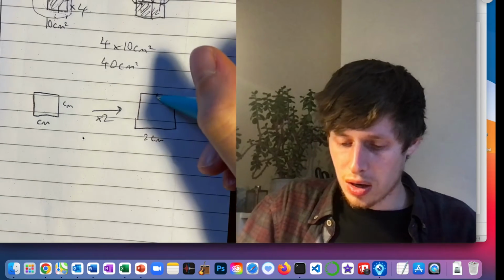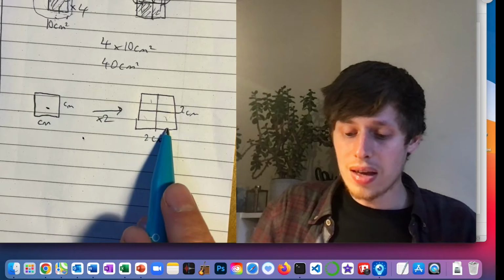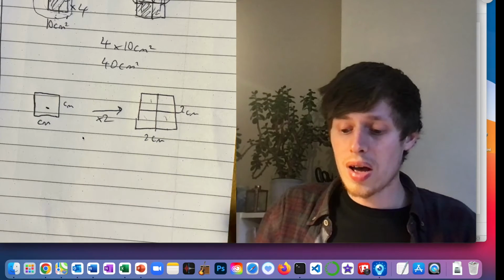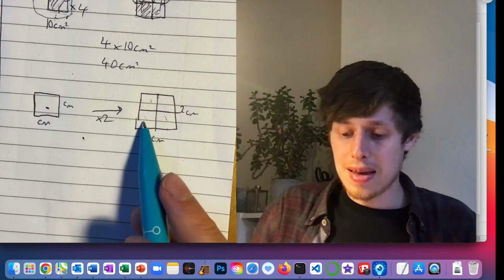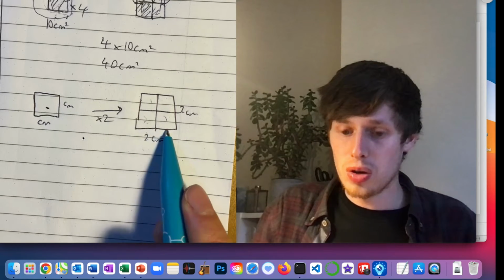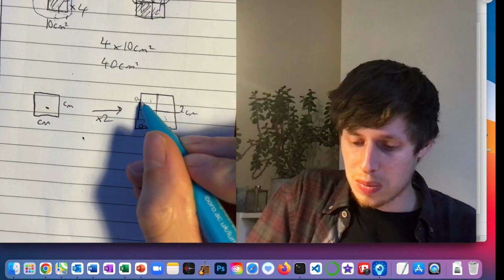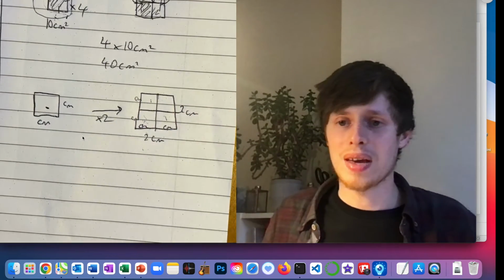And so I'm going to roughly divide this like this, and actually can we see we have 4 of these centimeters squared inside the new one, right? We can just clearly see that by dividing this 2 centimeters into 2. So each of these is now 1 centimeter, and each of these is now 1 centimeter. So I have 4 of them, okay?